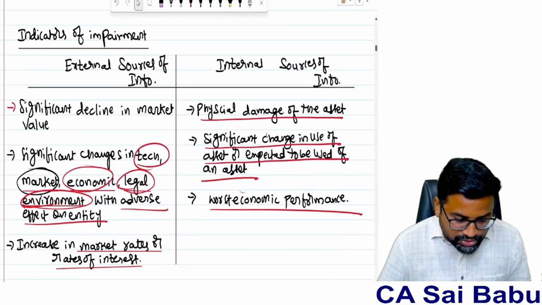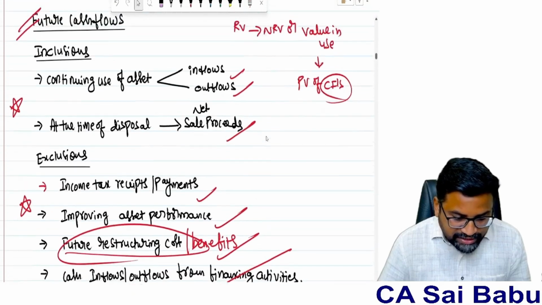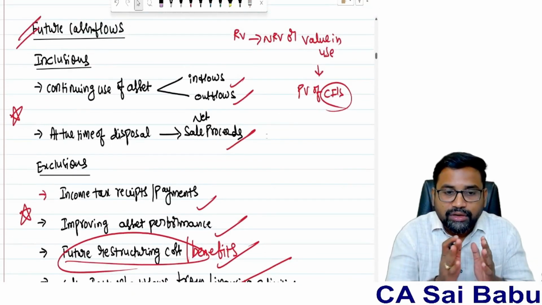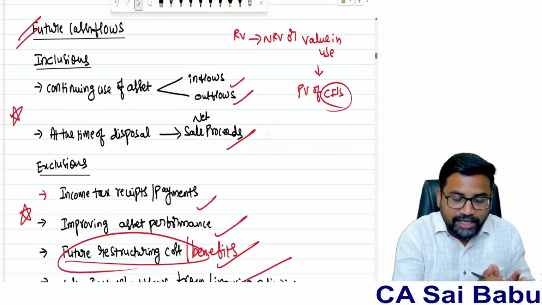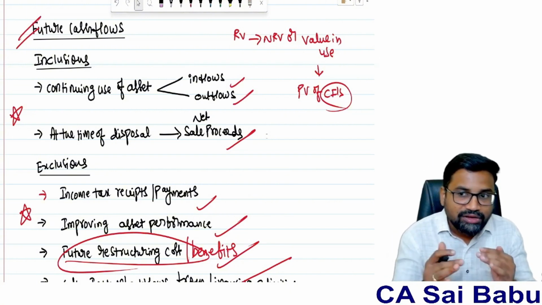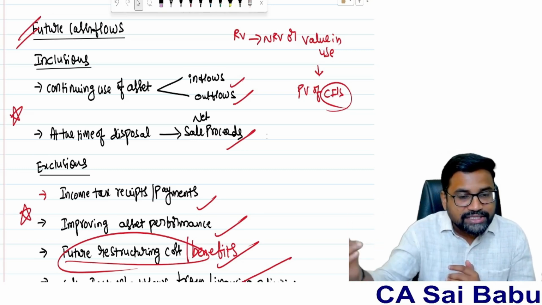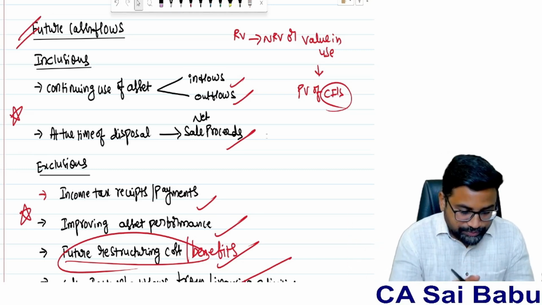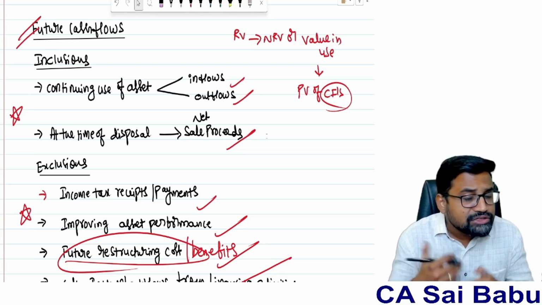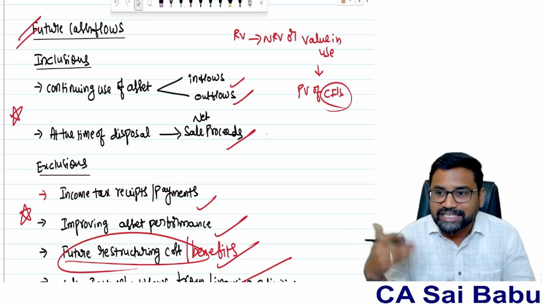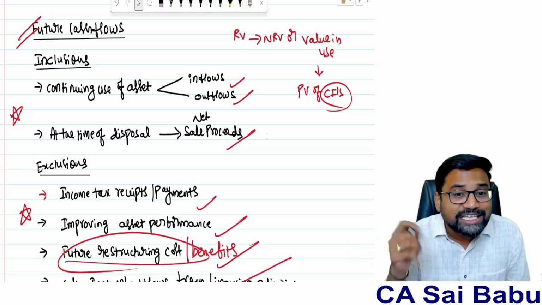Okay. Now the question is, sir, you said we need to find out the carrying amount as well as recoverable amount. Recoverable amount has two aspects. One is fair value less cost of disposal. Next one is value in use. Value in use is nothing but what? Present value of the expected cash flows. Sir, how to calculate the expected cash flows?